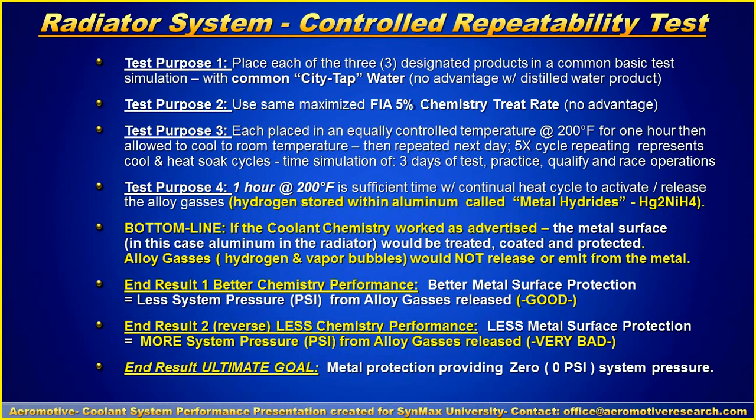Bottom line, if the coolant chemistry worked as advertised, the metal surface, in this case the aluminum in the radiator, would be treated, coated, and protected. Alloy gases, in other words hydrogen vapor bubbles, would not be released or emitted from the metal. Now, the end result was a better chemistry performance, and that would be good, less to little. The reverse of that chemistry performance was more system pressure from alloy gases, which was bad. The ultimate goal was to find a metal surface conditioner that would allow 0 system pressure.